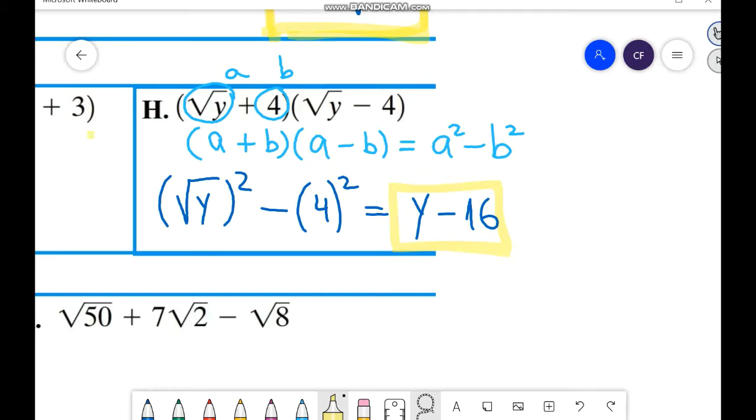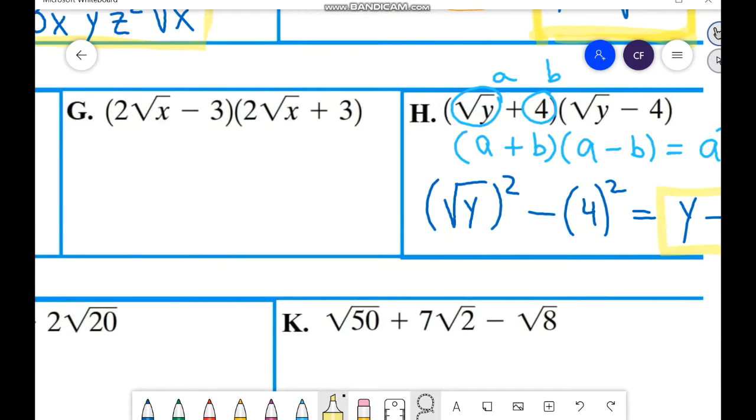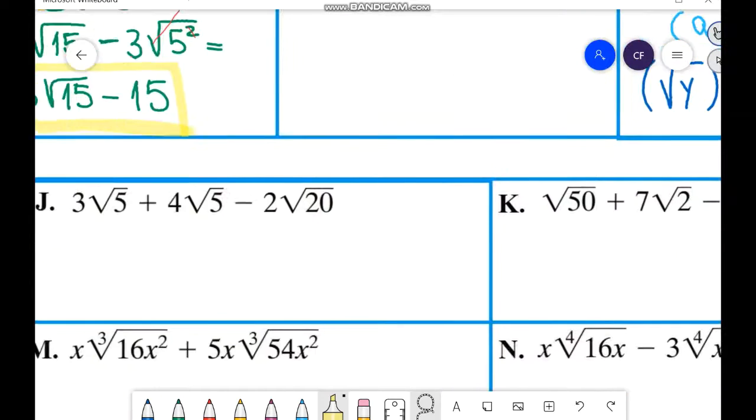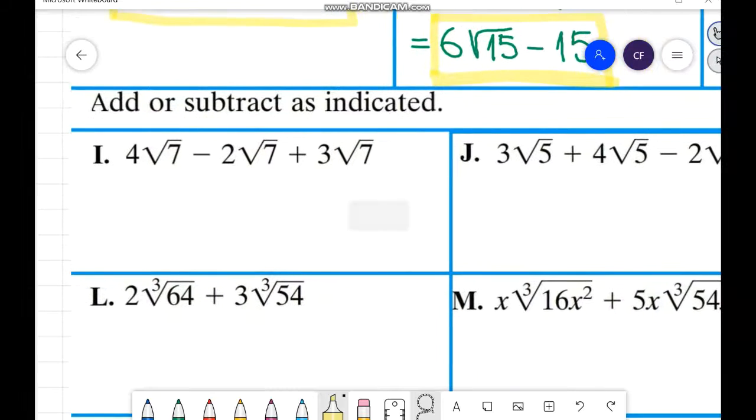The same formula I'm going to apply for letter I. Letter G. Same formula. Okay, moving on, because now I have another part of the quiz, and this is about addition and subtraction of radical expressions.